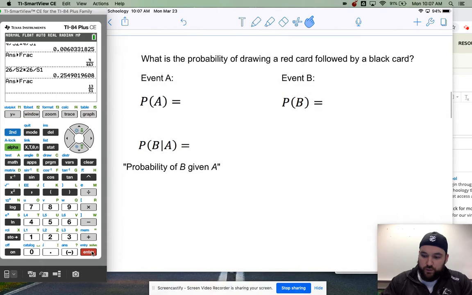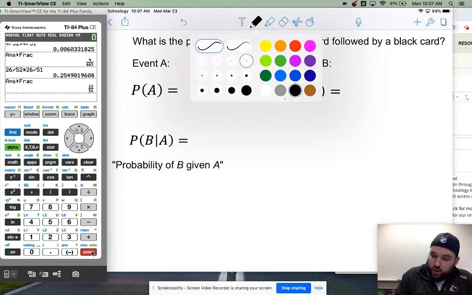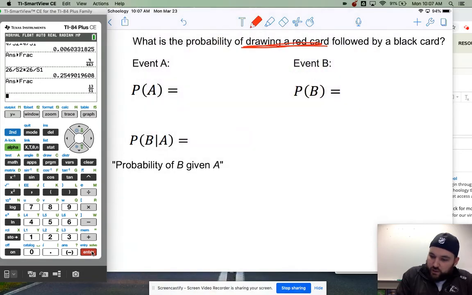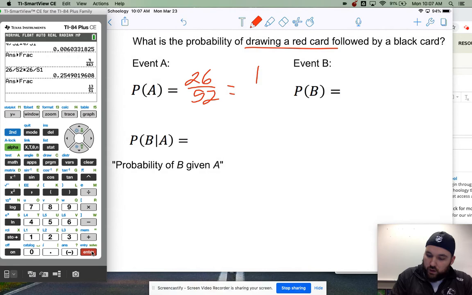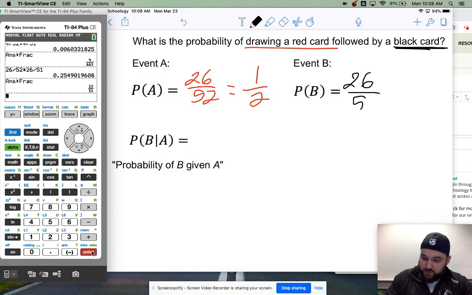Okay, so if we look at that second warm-up problem, our event A, or our first event that was listed, is drawing a red card. What's the probability I draw a red card? Well, we said that was 26 out of 52, or half. Now, if we started over, with all 52 cards back in the deck, and we said, all right, what's the probability that the first card you draw is a black card? Just what's the probability you pick a black card out of a full deck of cards? And that would also be 26 out of 52, or 1/2.